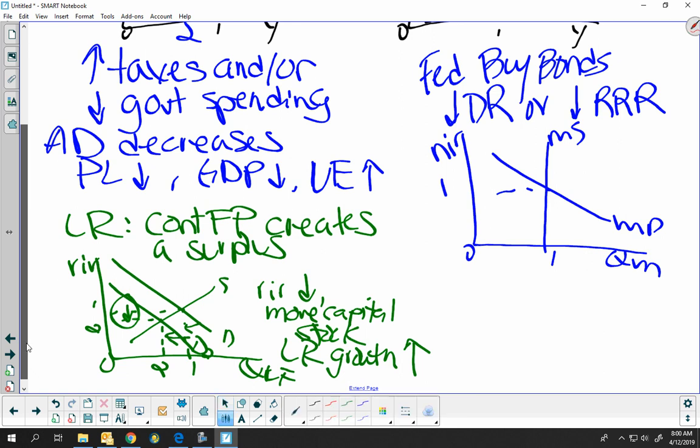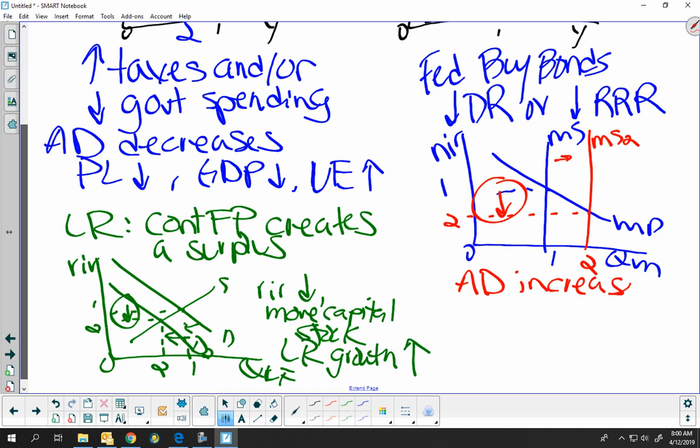If they do expansionary monetary policy, that increases money supply. Money supply shifts to the right. They buy bonds. Interest rates go down. That lower interest rates in the short run is going to cause aggregate demand to increase. Price level goes up, real GDP goes up, and unemployment rates go down.